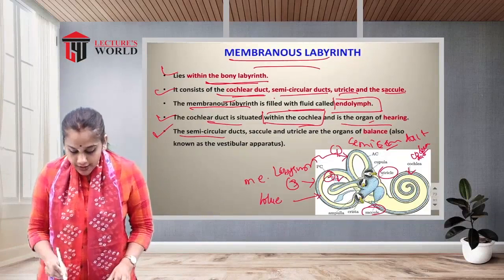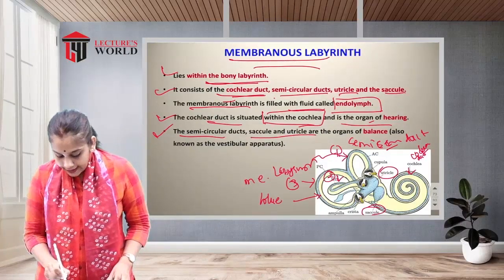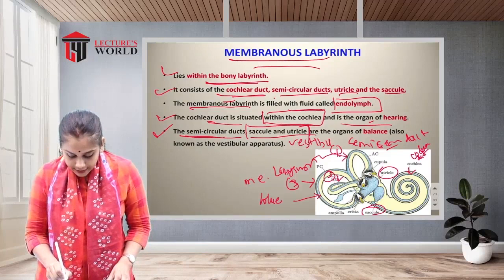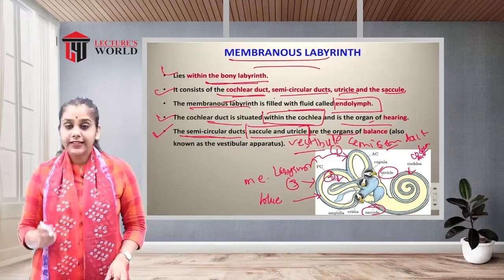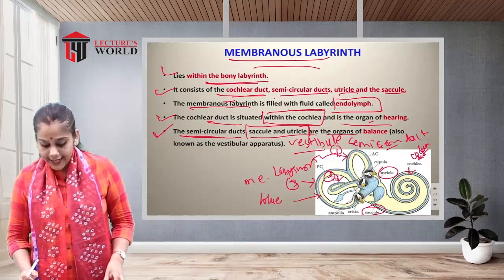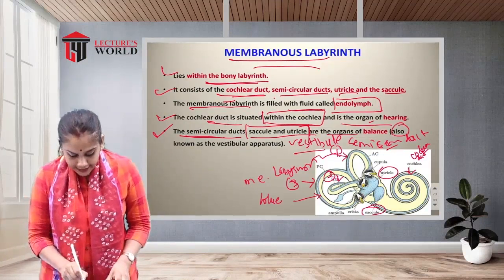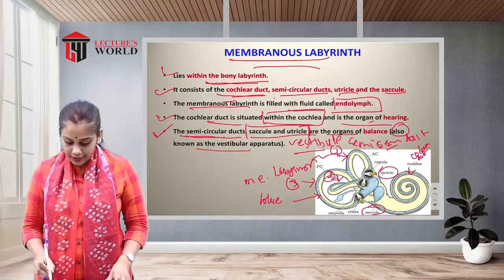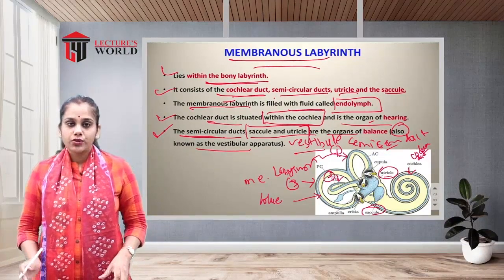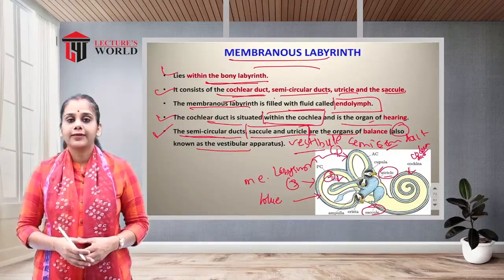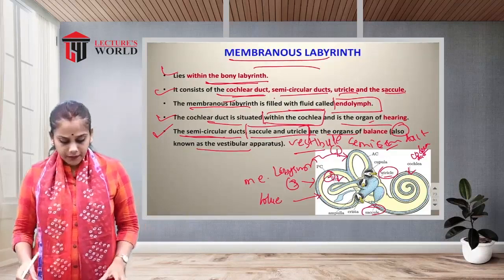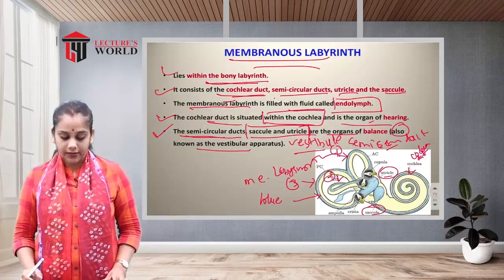The semicircular duct, saccule and utricle, that is, the semicircular duct and the vestibule, are the portion that is helpful for balance, also known as the vestibular apparatus. The utricle and the saccule are helpful for maintaining the balance of the body as well as coordination. So this is the membranous labyrinth.